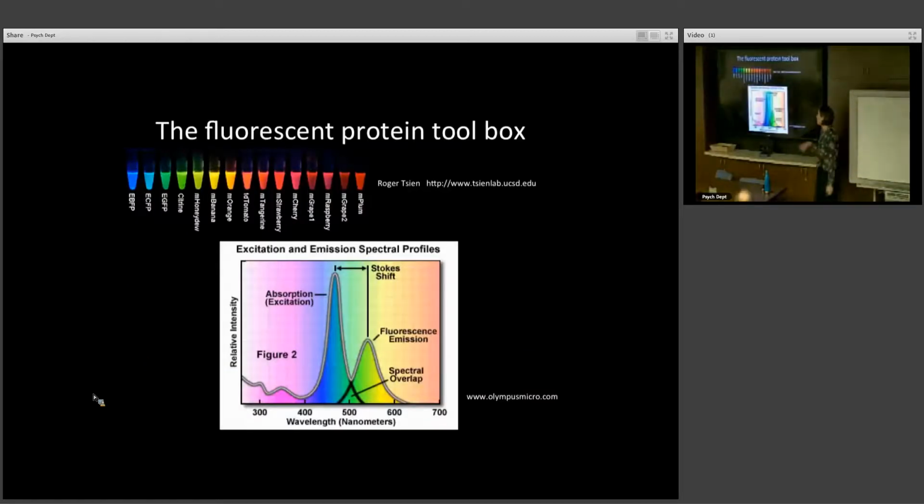This is possible because a broad palette of fluorescent proteins have been developed here by Roger Tsien's group as well as by others. Each of these fluorescent proteins has a characteristic absorption or excitation spectrum as well as a characteristic emission spectrum.